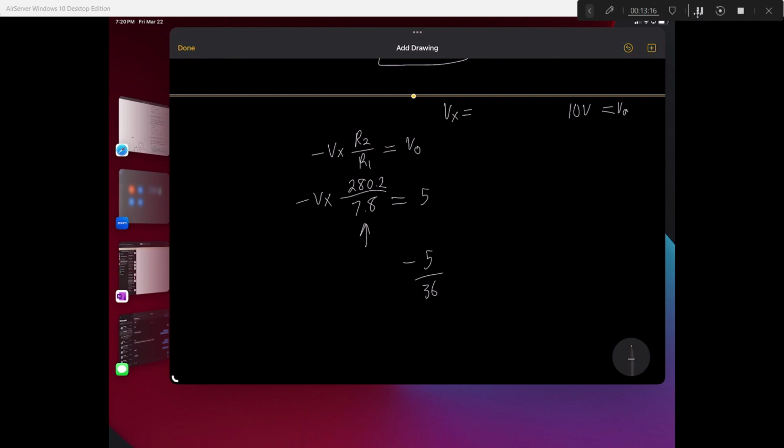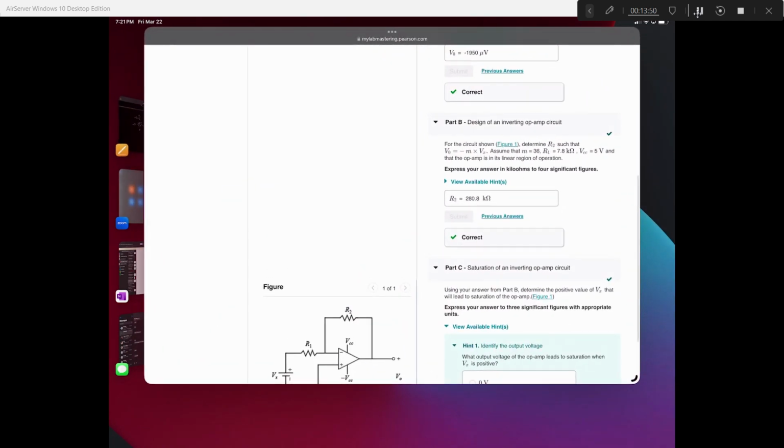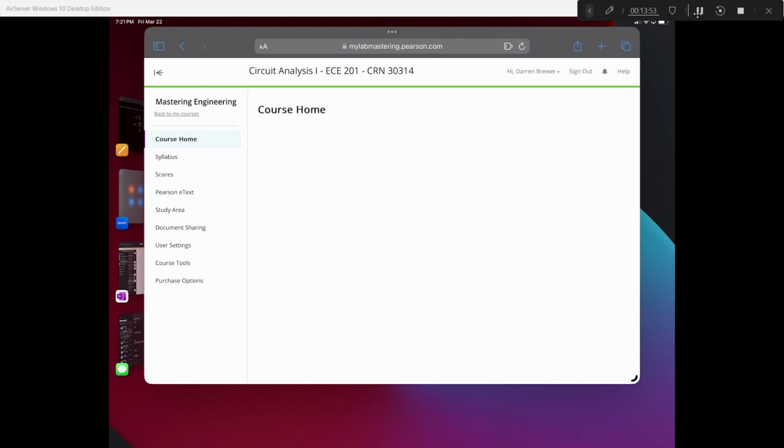Well, what's the positive value for Vx? We don't want Vx to be negative. VCC is from negative 5 to positive 5, so we'll make this negative so this becomes positive. So that'll give us 0.139 volts as the Vx saturation point. Okay, let's go to the next question.